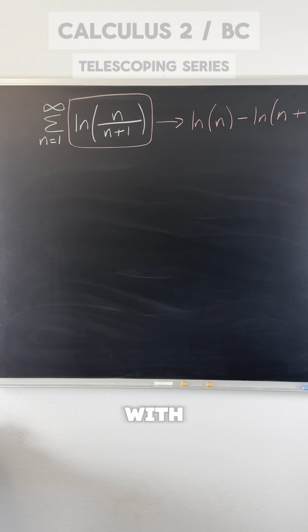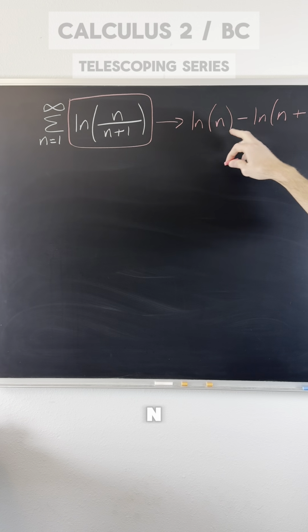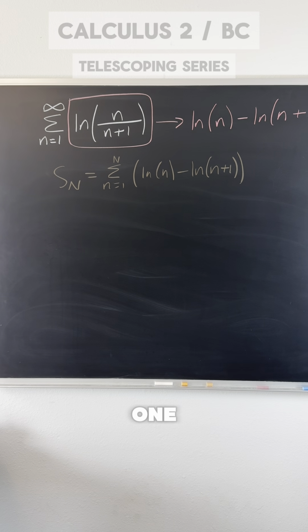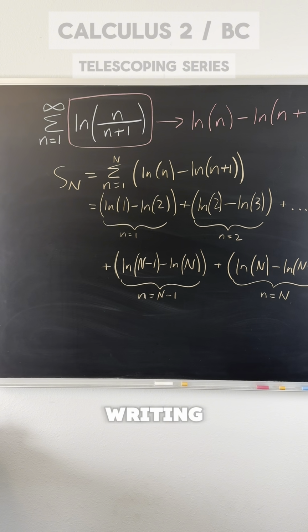To do this, I'm going to start with a rewrite where I break down this general term using log properties into ln of n minus ln of n plus 1. Therefore, my partial sum s of n is equal to this. In writing out the terms, we end up with this.